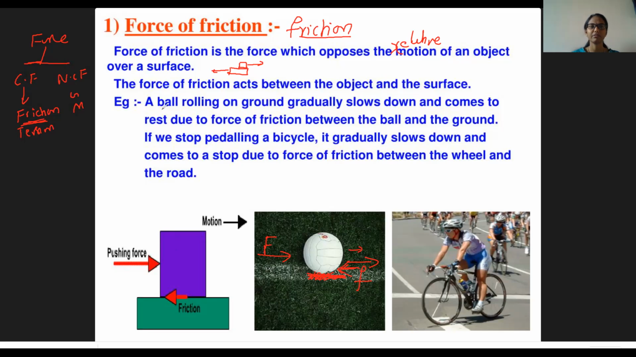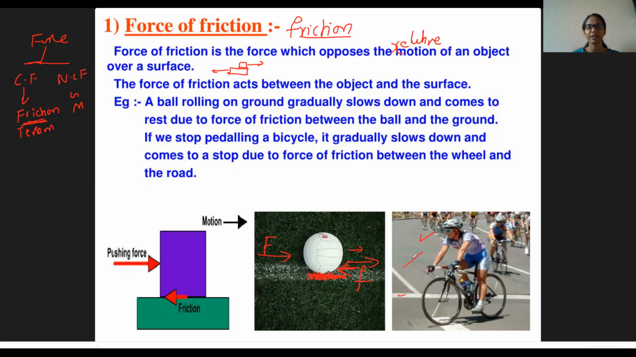So let us see some examples here. A ball rolling on the ground gradually slows down and comes to rest. That is because of the friction between the ball and the ground. And if we stop pedaling the bicycle, it gradually slows down. I think you have experience of this, right? If you keep on pedaling, then only the cycle will move.